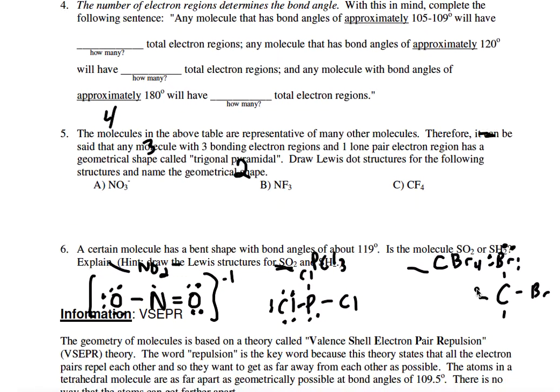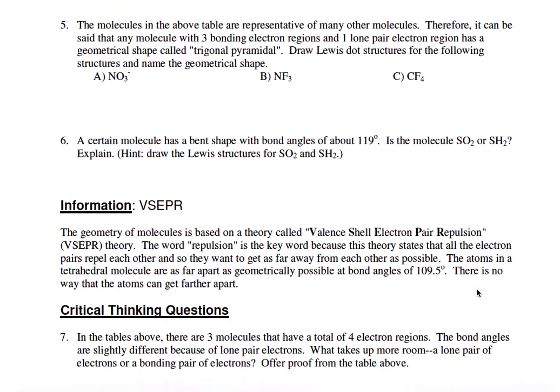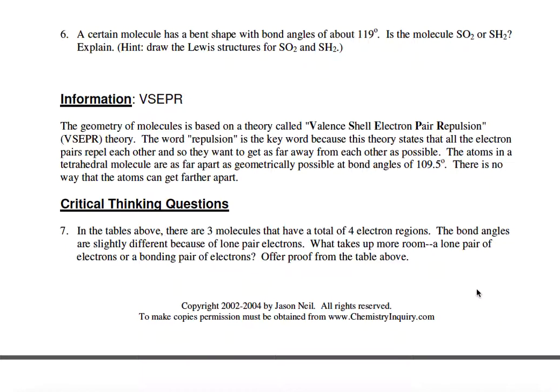So that's that one. Number 6 is a good question, talking about the bent shape. So they're saying that both of them, actually they're not saying that they're both bent, they're just trying to get you to figure out which one would have a bond angle of about 119. So when I figure out the Lewis structure for SO2 and SH2, SO2 would be like this, looking a lot like NO2 minus above, and SH2 would look like this.